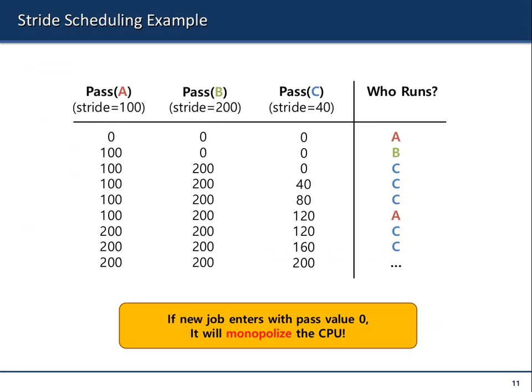So here's an example. As you can see here, you have the stride, and initially the pass is set to zero, and A was chosen. Next round, B was chosen. Next round, C was chosen. You get the idea. And that's what we mean by proportional sharing. Now, do you get this? So A, and C, and then B.